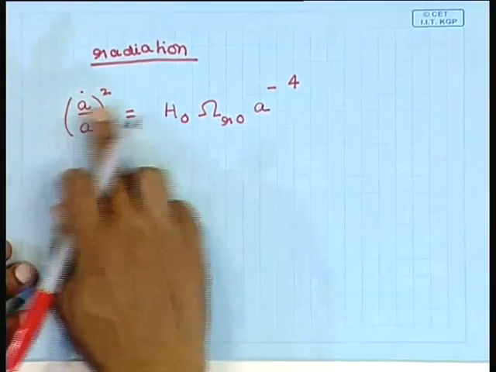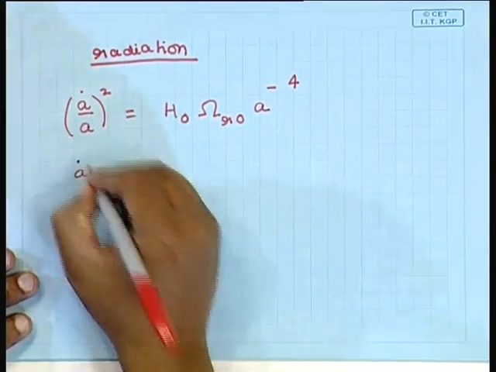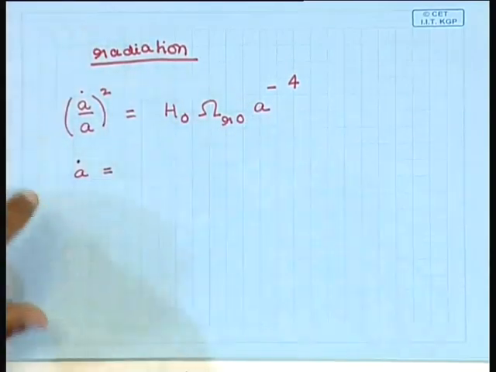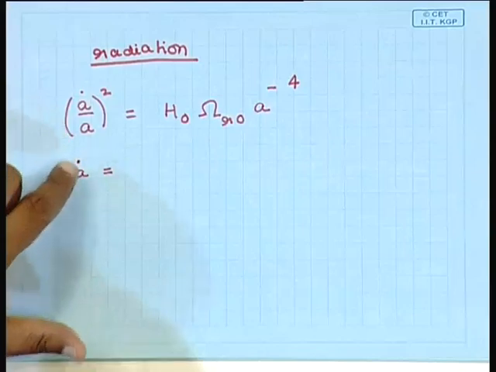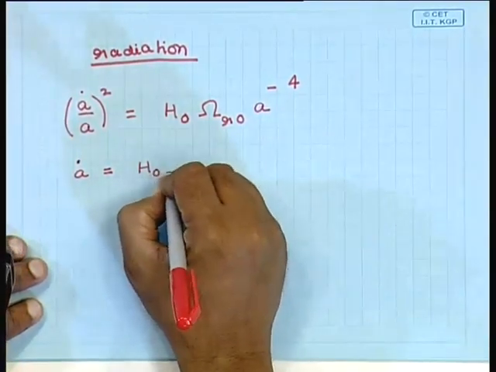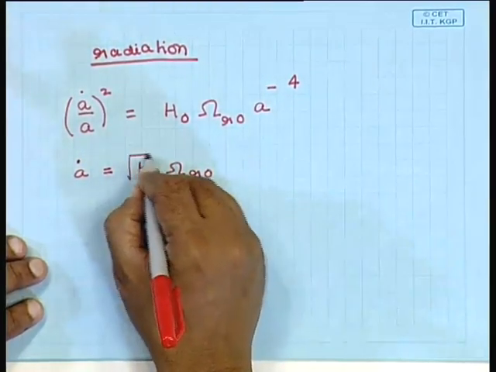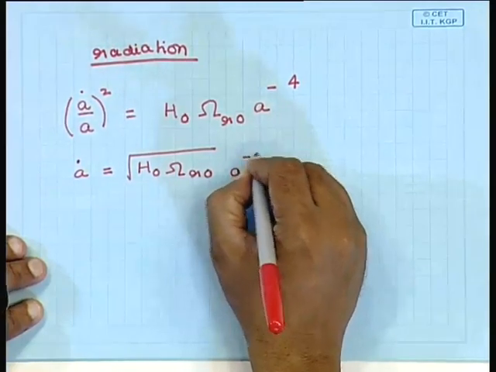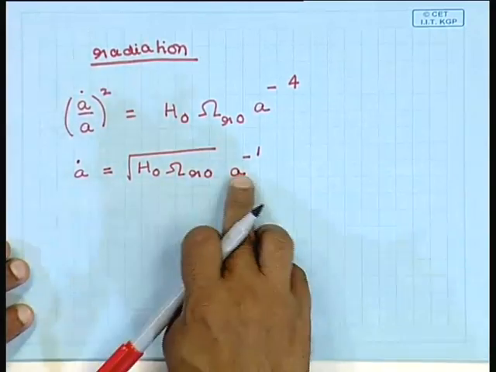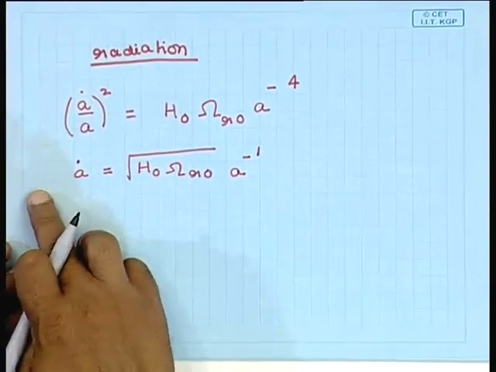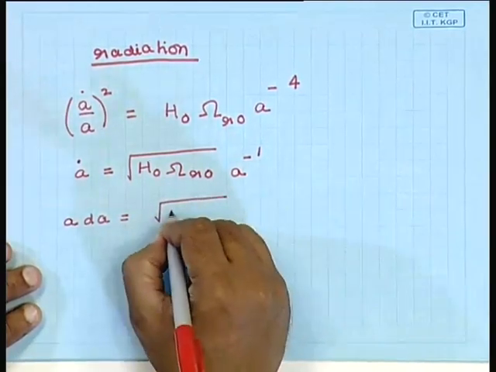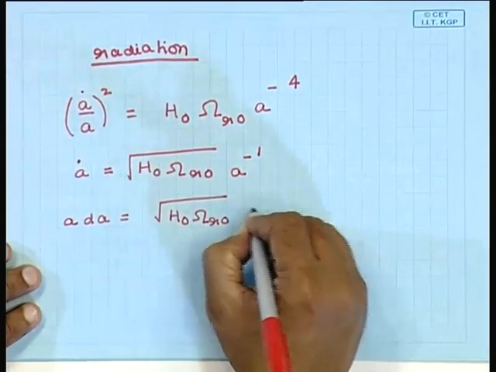So, we can take the square root and what we get is A dot is equal to, taking the square root of this and then multiplying by A, I have A to the power minus 2 into A. So, what I have is H naught square root of omega radiation naught into A to the power of minus 1. Or I can take this A to the power minus 1 onto that side. Basically, I can multiply it throughout by A. So, what I have is A dA is equal to H naught square root of omega radiation naught into dt.